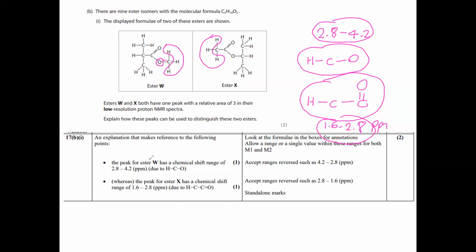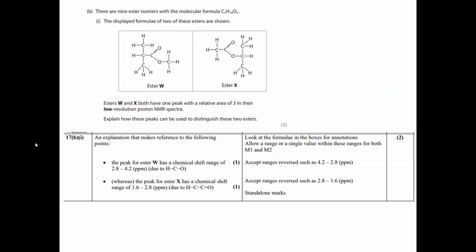The peak for this one is a chemical shift range from 2.8 to 4.2 ppm. That's the answer we are writing here. But the peak for the other one appears between 1.6 to 2.8 ppm. That's how you can distinguish them.